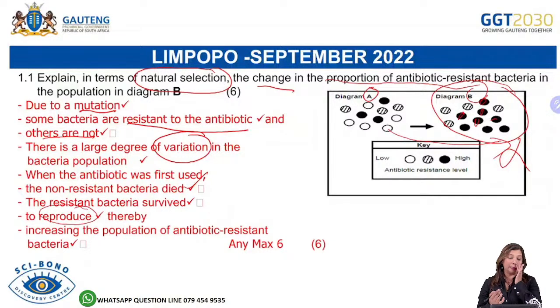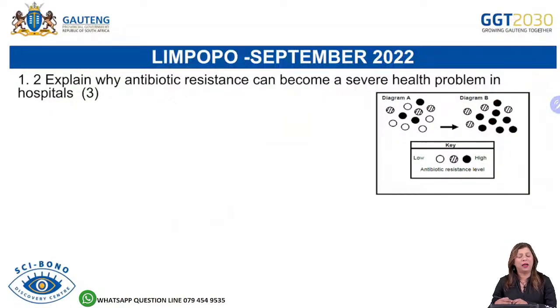So it's not just when you see 6 marks, you must write a few words. You need to explain yourself. Very often, grade 12 learners know what's going on in the diagram, but because you don't explain yourself sufficiently, you lose out on marks that you could otherwise have gained. Okay? So, the next part. Explain why antibiotic resistance, there again I'm underlining important words, can become severe health problems in hospitals.